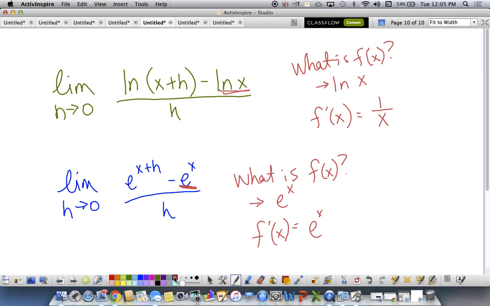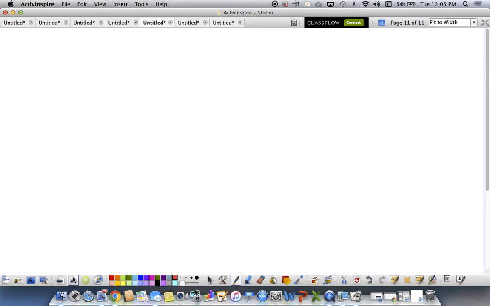Okay, these will show up. Cosine is negative sine. I need to write it down. What's the derivative of cosine x?